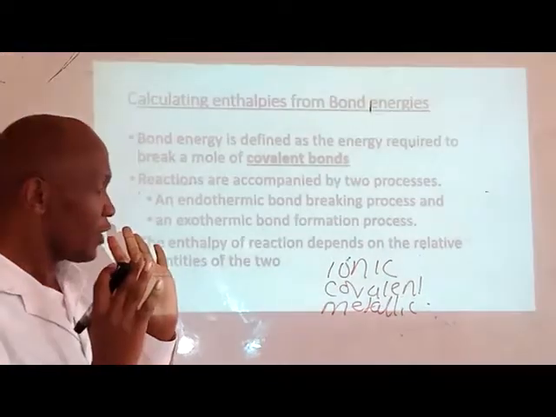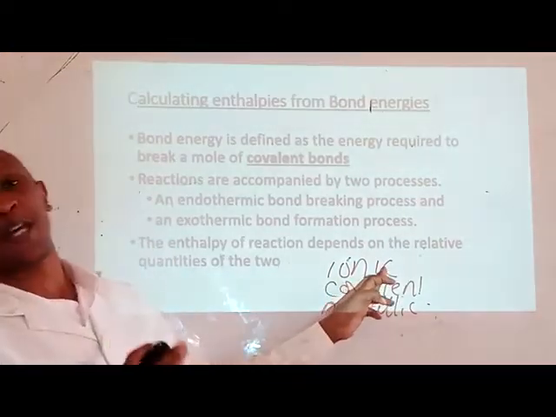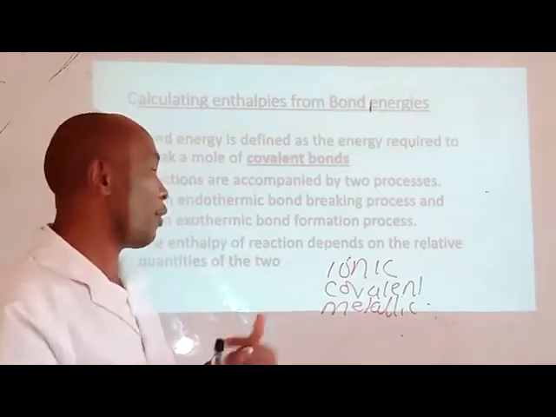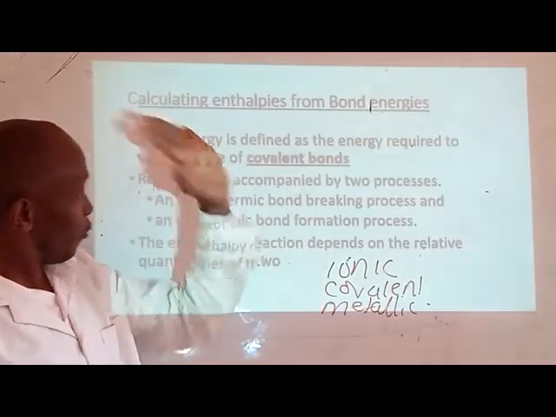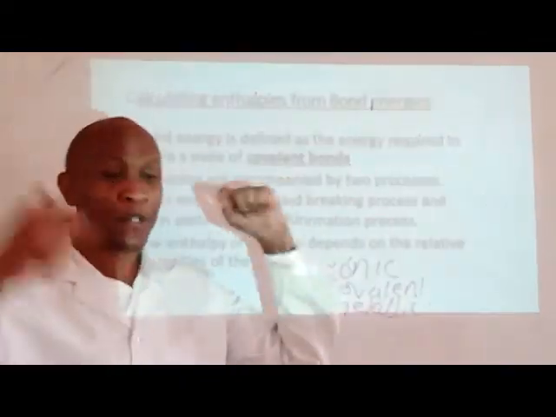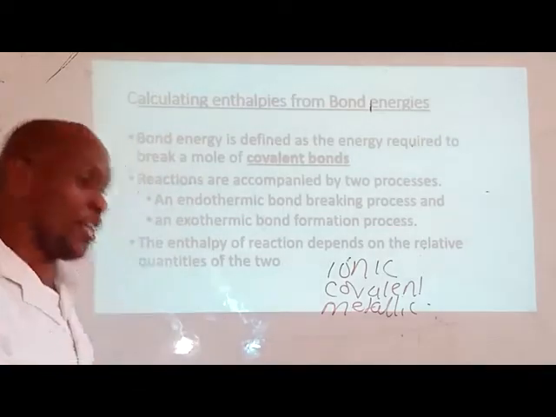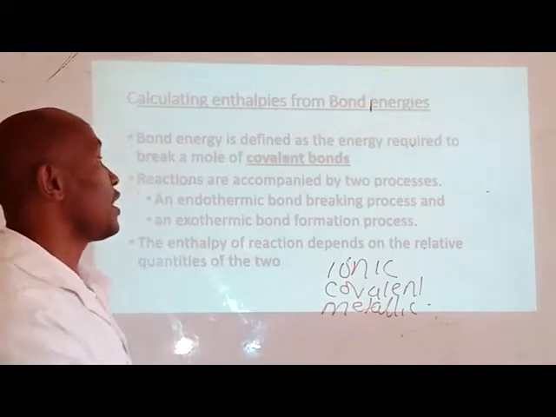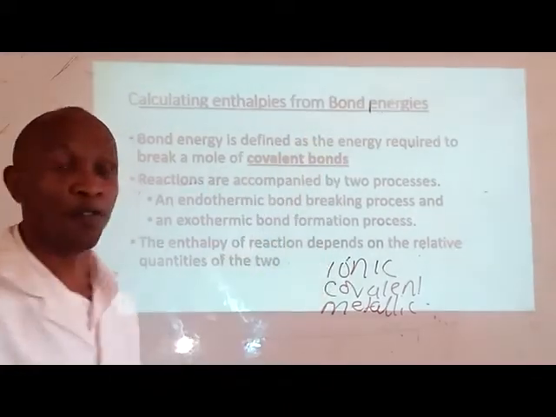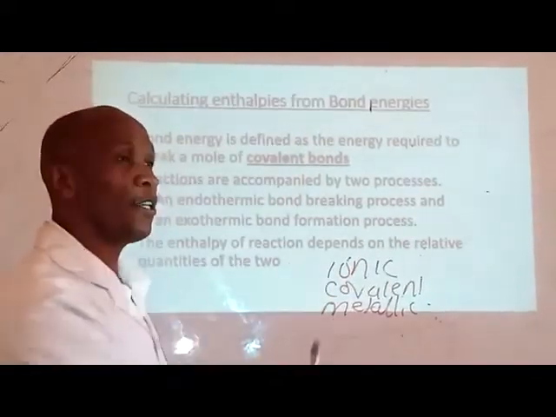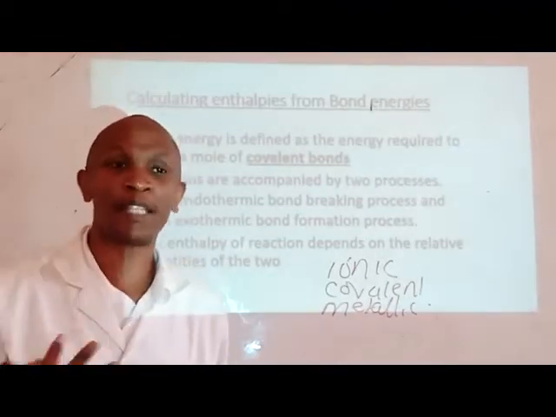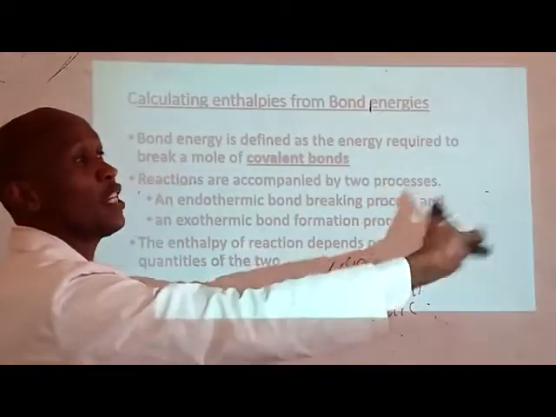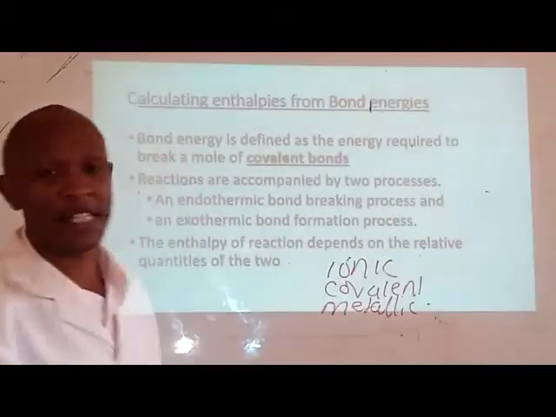Now, in this particular topic, I will not be interested in ionic bond, not at the moment. I will later talk about ionic bond, because when I talk about bond energy in this particular lesson, I am strictly limiting myself to covalent bond. When I get to ionic bond, I will talk about a type of energy I'll call lattice energy. So the energy that is involved in ionic bond will be called lattice energy.